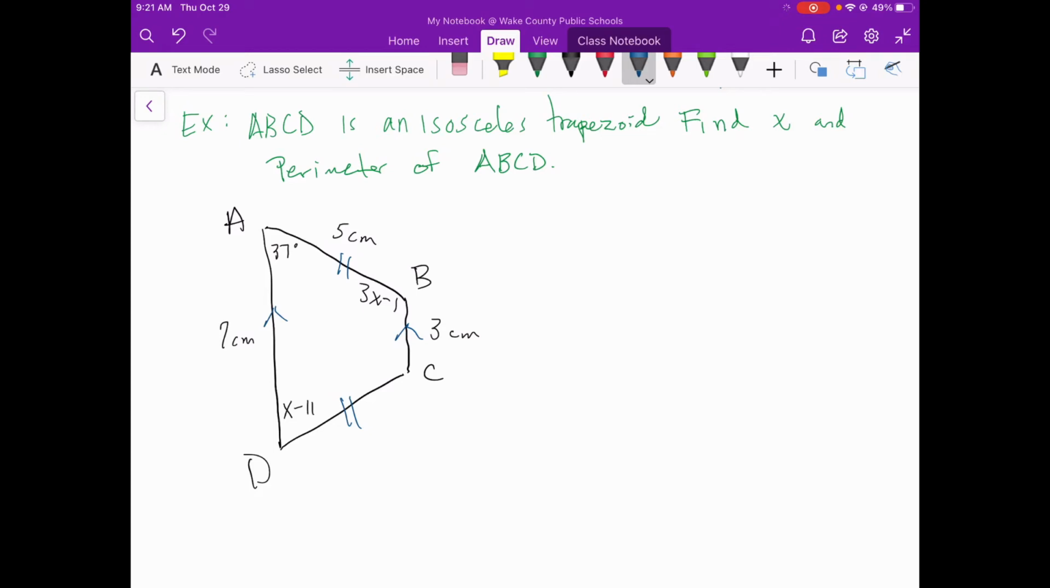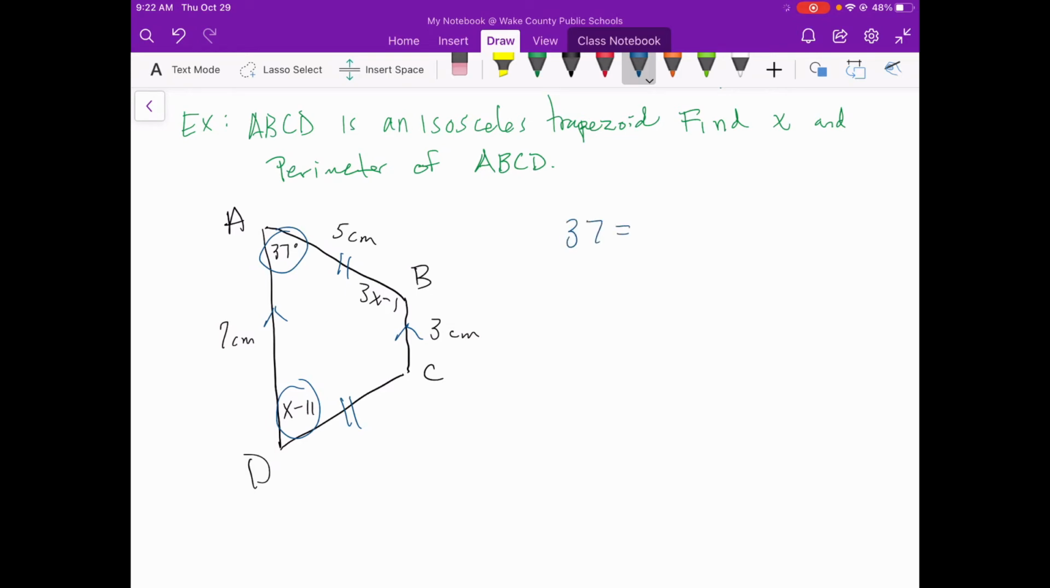Okay, well, the base angles are congruent. So this angle and this angle must be the exact same thing. So even though I've got some information about angle B, it's not congruent to 37, so it's a little bit of a distractor. Now I do know, because it's a trapezoid, angle A and angle B are supplementary because they're same side interior angles, and I can use that to help me solve for X if I wanted to. But knowing that this is an isosceles trapezoid because they gave me that in the information, I could set those two things equal to each other.